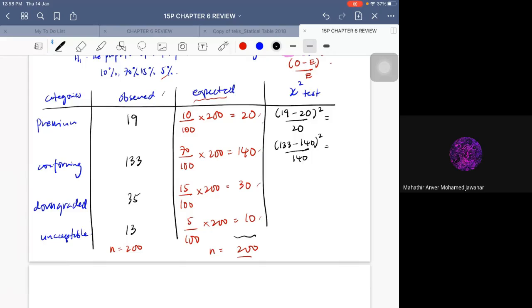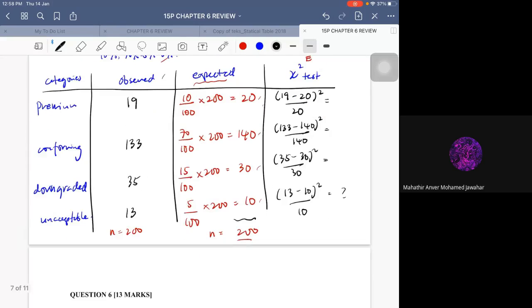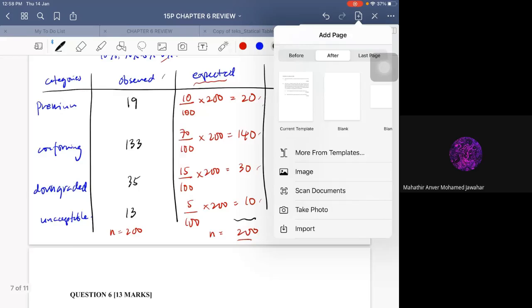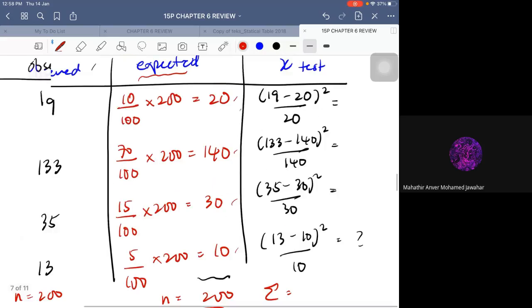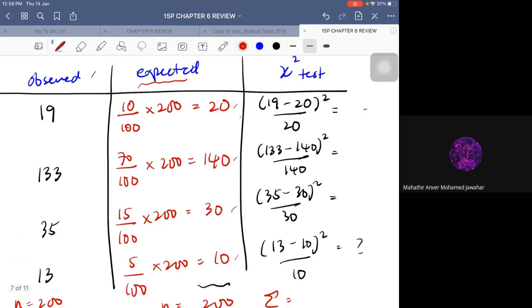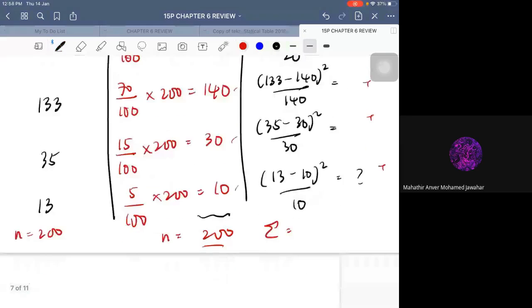And I'm going to do the same for the rest as well. So 35 minus 30 squared, divided by 30, and this one is going to be 13 minus 10 squared, divided by 10, and what is going to be the value. And when we want to find the sum of our test statistic, our test statistic is going to be the sum of this. Sum means you add them up together. So all these values that you get, you add them up together, and that is going to be your test statistic value.